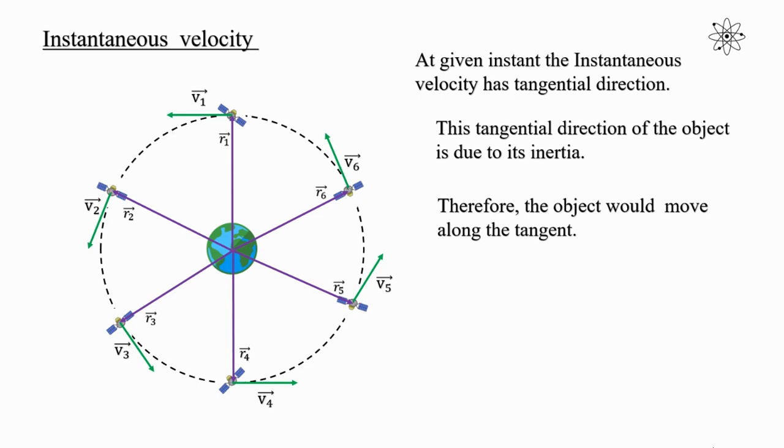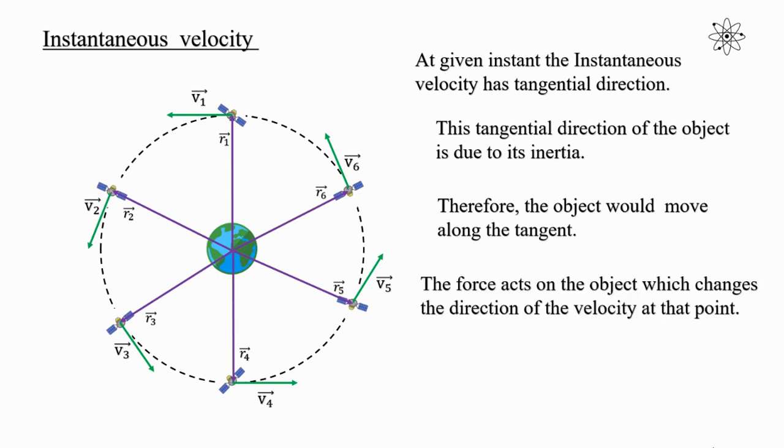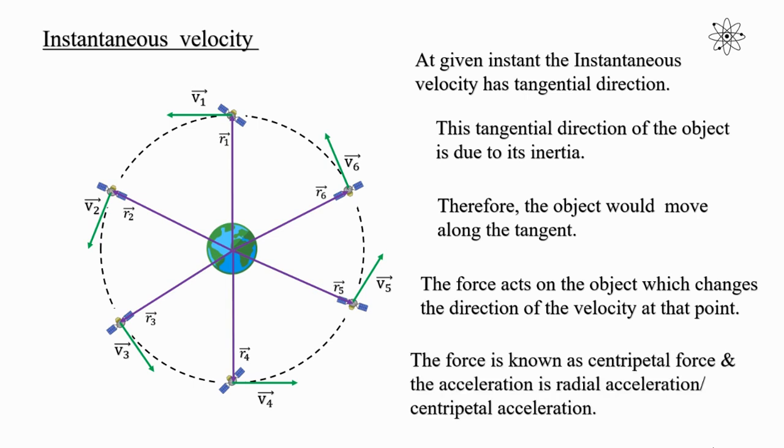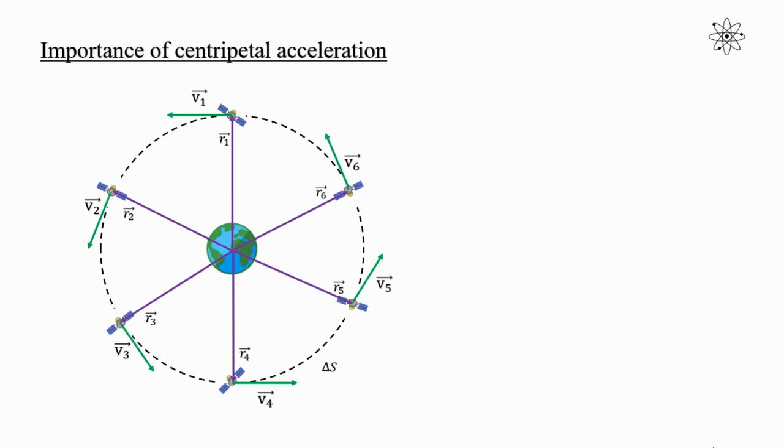But we observe, students, the satellite does not move tangentially. Therefore, there must be some force acting on the satellite which changes the direction of the velocity at that point. This force is known as the centripetal force and the acceleration is the radial acceleration or centripetal acceleration. Let's discuss more about this acceleration.